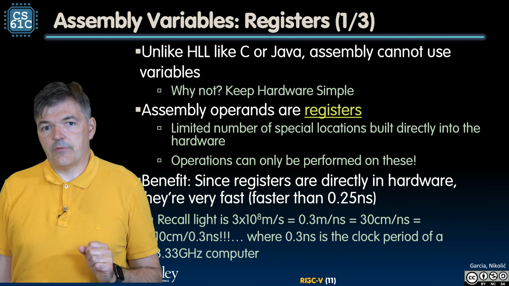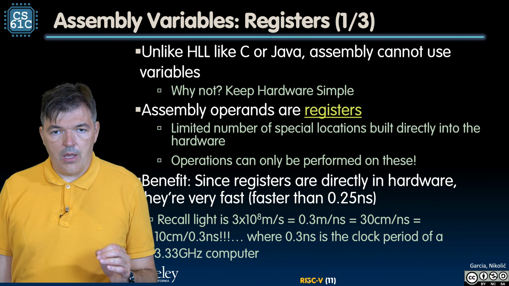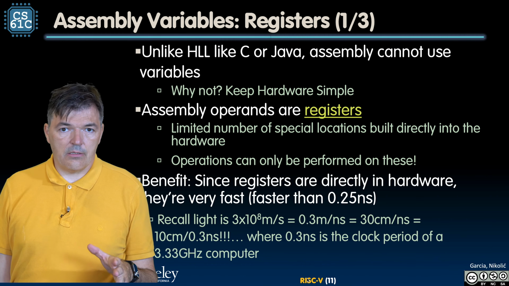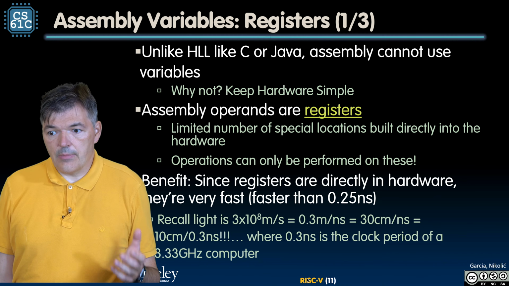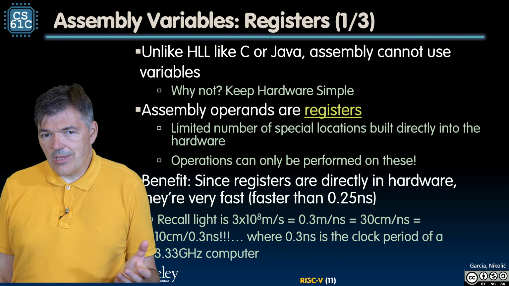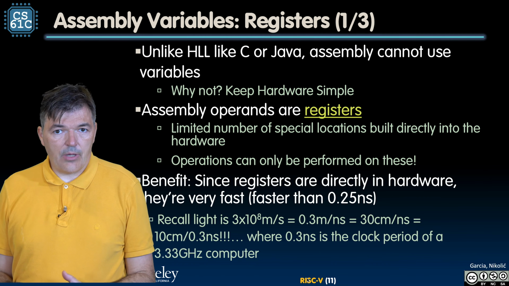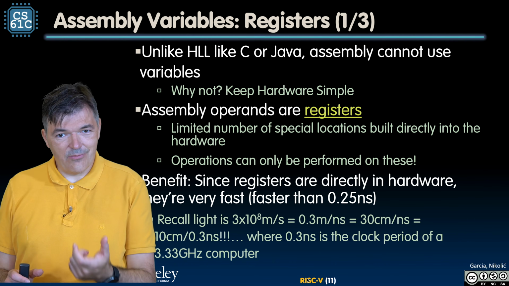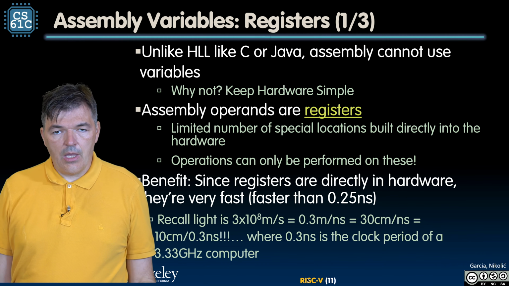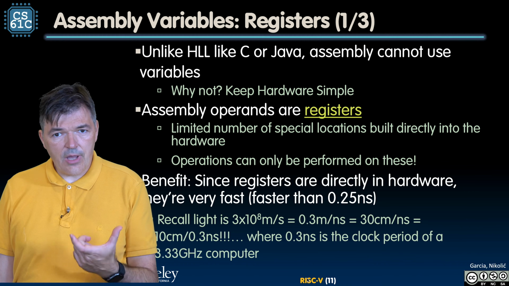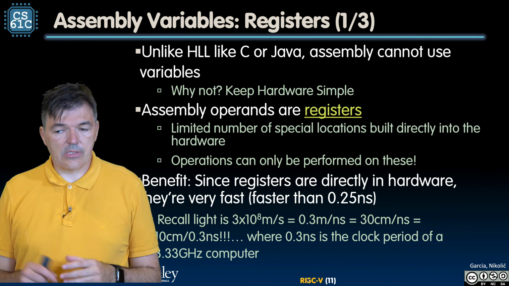The first element of the architecture is its registers. Unlike higher level languages like C or Java, there are no variables in assembly. They would be really complicated to implement in software, so assembly operands, those that follow the verb, are generally registers. What are registers? Well, those are hardware objects that sit inside of a processor core, and there is a limited number of them.